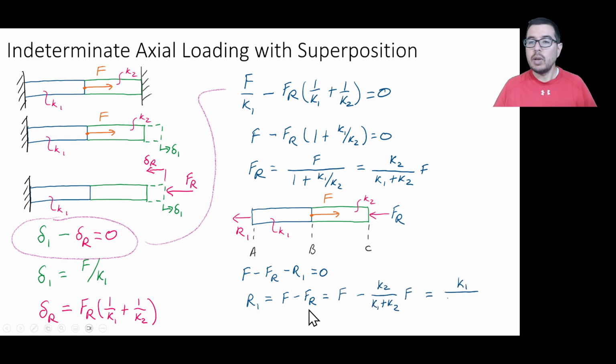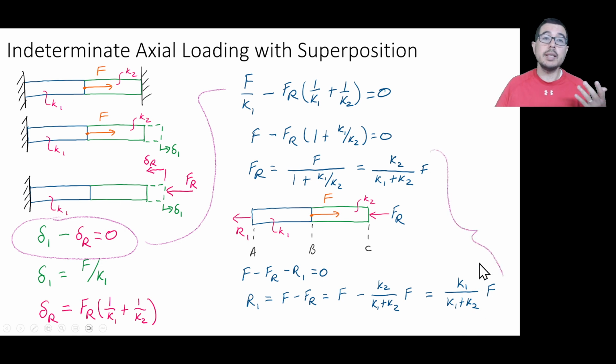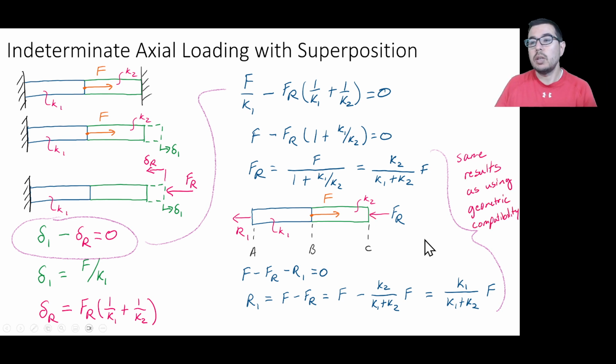And we know what FR is because we calculated it here using superposition, geometric compatibility, and the constituent relationships, so that we get that R1 is equal to K1 over K1 plus K2 times F. And this result is exactly the same as you will see in the video for the class using geometric compatibility.